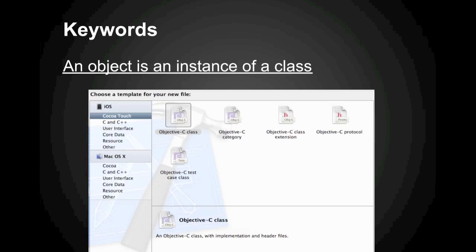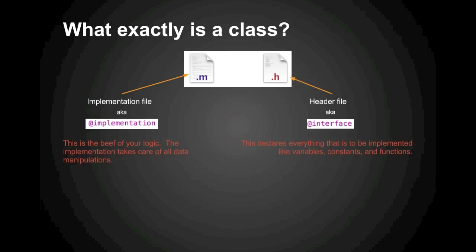Anytime you create a new file in an application project in Xcode, this is some of what you'll see: a template called Objective-C class. 90% of the time for basics, that's all you're going to be using is an Objective-C class. The class is what you use to make an object, more specifically an instance of an object. So what exactly is a class? Well, there are two parts. There's an implementation file and there's a header file. That template generates these two files for you, so you don't have to do more work than is necessary.